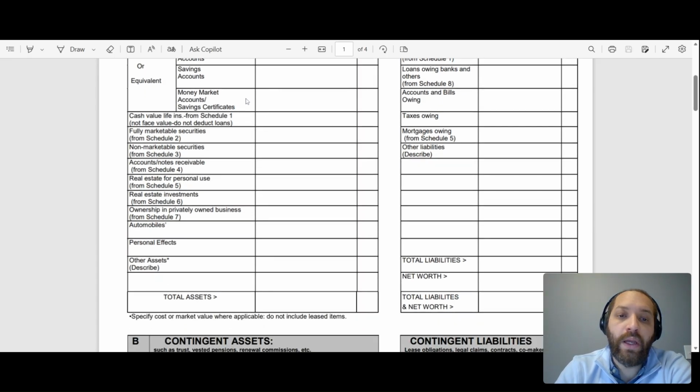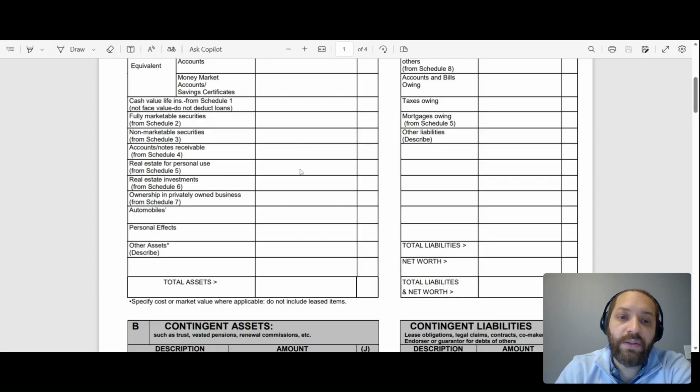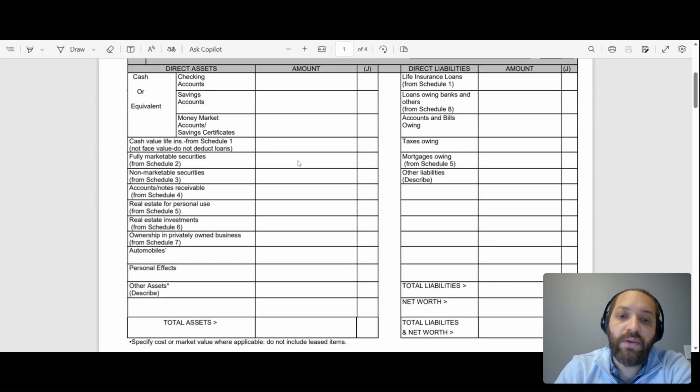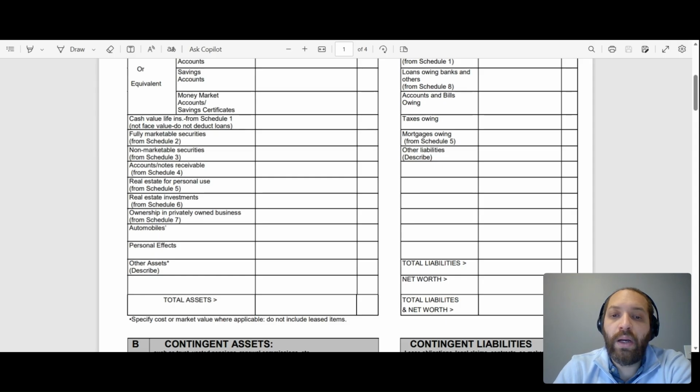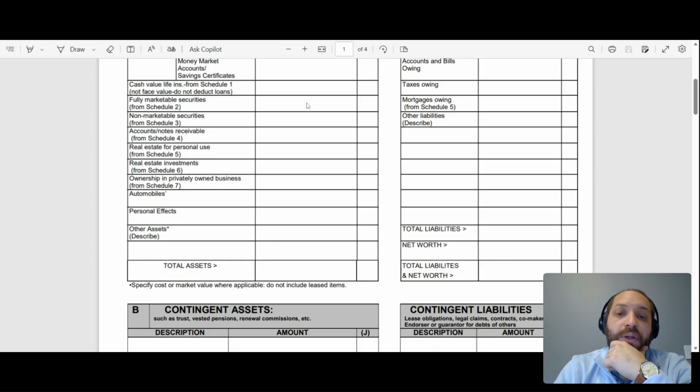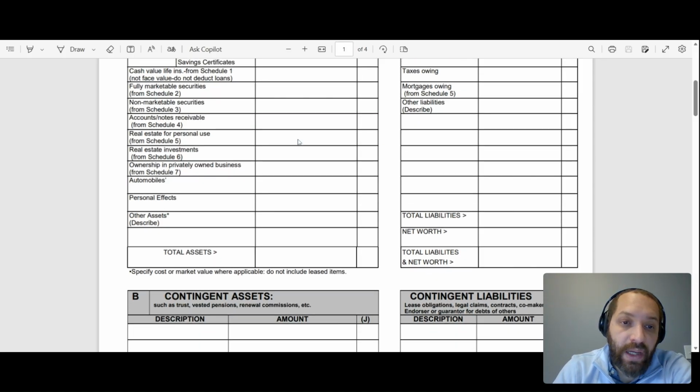If you have a savings certificate or money market account, you just put the amount in that account here, and the same for everything else. The point is, on the left side, you're gonna put the current balance or appraised value of the asset that you own. For example, if you own stocks, you can just put the most recent balance of your stocks that you own.